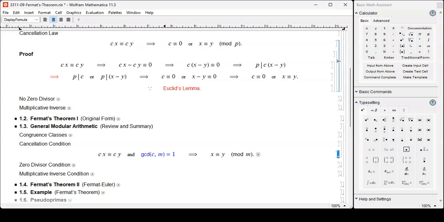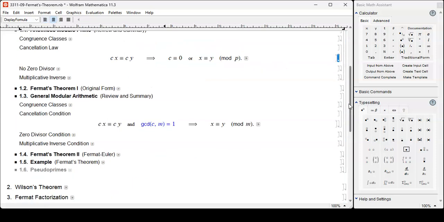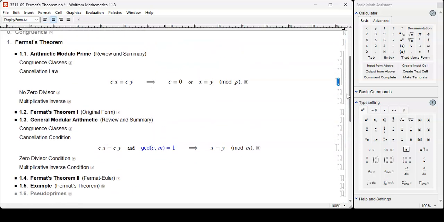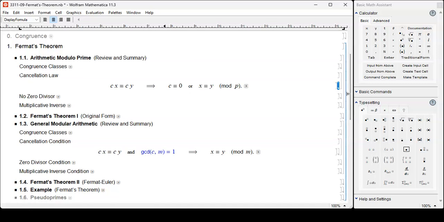Okay, so much for the proofs. If you forget about the proof, that's not going to kill you, but still remember those. Arithmetic modulo prime, you can use the cancellation law freely. For the general case, arithmetic modulo m for an arbitrary positive integer m, we need this blue condition, the relatively prime condition.